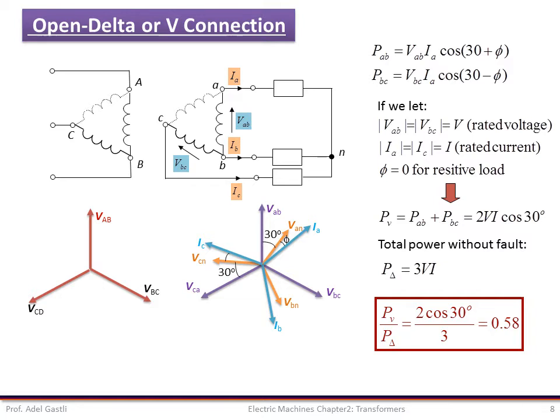So we can conclude that the V connection is capable of delivering 58% power without overloading the transformer, of course, which means not exceeding the current rating of the transformer windings.